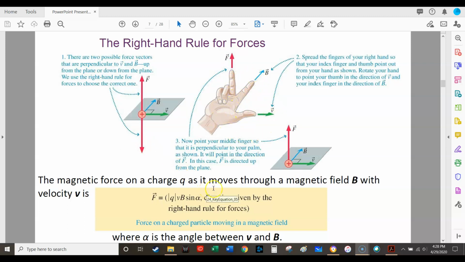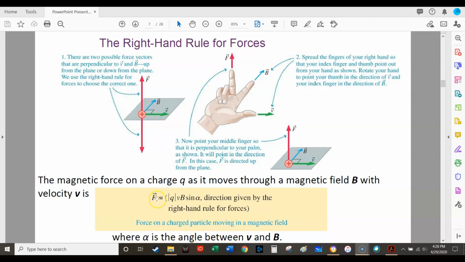And so the magnetic force on a particle is going to be Q times V, so it's the particle sign times its velocity vector, cross B. And that cross product ends up being a sine of theta, where theta would be the perpendicular right here. Alpha, I should say. Alpha is the angle between the velocity vector and the B field vector. Okay? And that's what it represents right here.